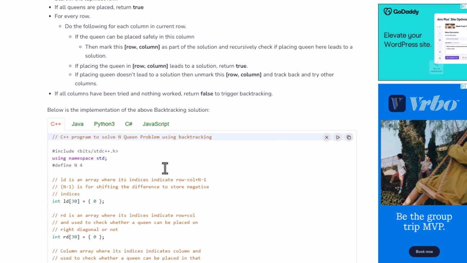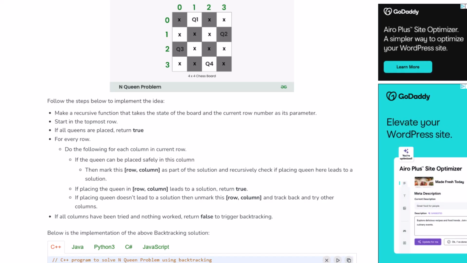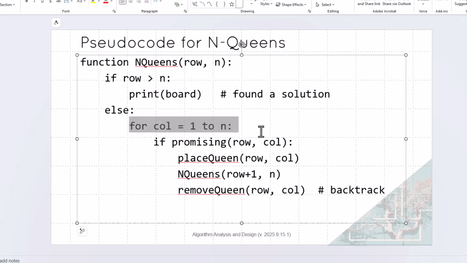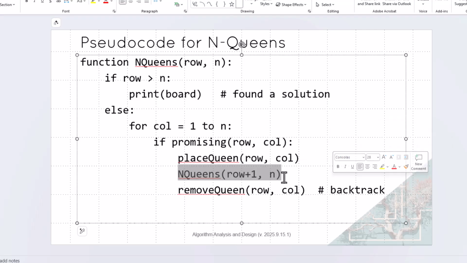All right. They do give you some C++, Java, Python, C#, and JavaScript solutions as well. Okay, pretty good. Here's some pseudocode. This is pseudocode based very similarly on what they had on GeeksforGeeks. It's a little high level here, so it doesn't put in a lot of the details, but if the row is greater than n, print the board, which means we found a solution. Otherwise, for each of the columns, check if it's promising. If it is promising, place the queen, call N-Queens recursively, and then call remove queen if you need to backtrack. Okay.